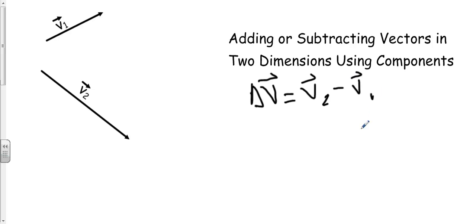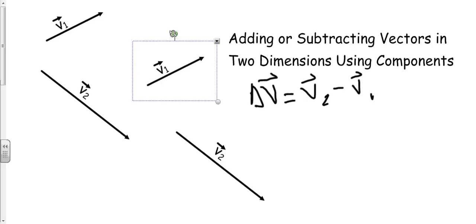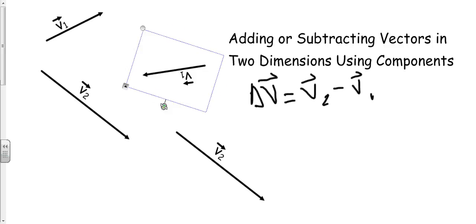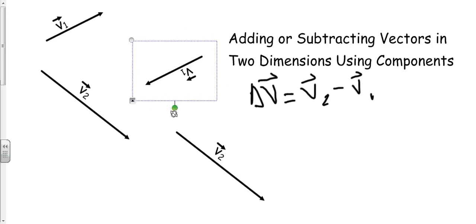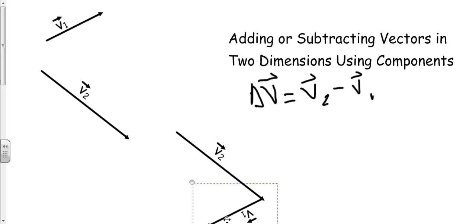So how do we show that with vectors? Well, we can show it graphically, and that's where we'll start. We'll start with a graphic representation. We'll go v2 minus v1. Now, this is v1, so we want to add negative v1. So what do we do? We basically change the direction it's pointing.